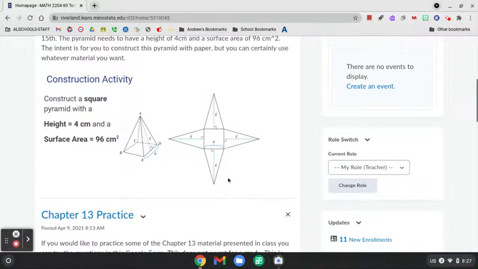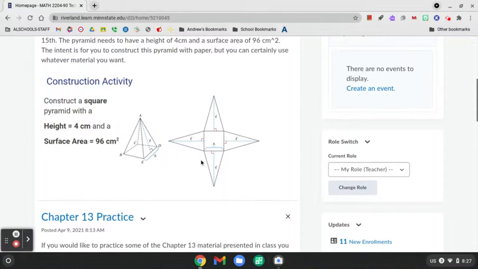Now, I wanted to quickly talk about this construction activity and where to start. There's a couple ways you could do it. One way is there was a formula that was shared for the surface area of a square pyramid, and you can, it's not easy, but you can fill in the information that's given, that the height is 4 centimeters and the surface area is 96 square centimeters, into that formula and solve it from there for the edge length of the base.